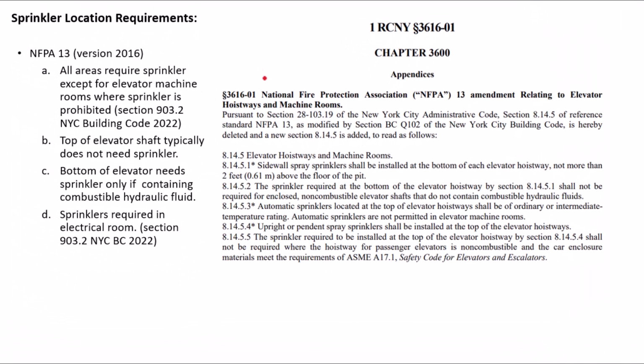So here are some areas where a sprinkler is required or prohibited. All right, so we'll start with A. All areas require sprinklers except for elevator machine rooms, where sprinklers are prohibited by this section in the New York City Building Code. The reason sprinklers are not allowed in elevator machine rooms is because if one goes off, the water could affect the electrical equipment in the elevator machine room and cause the elevator to react erratically, such as opening doors when the elevator is not there.